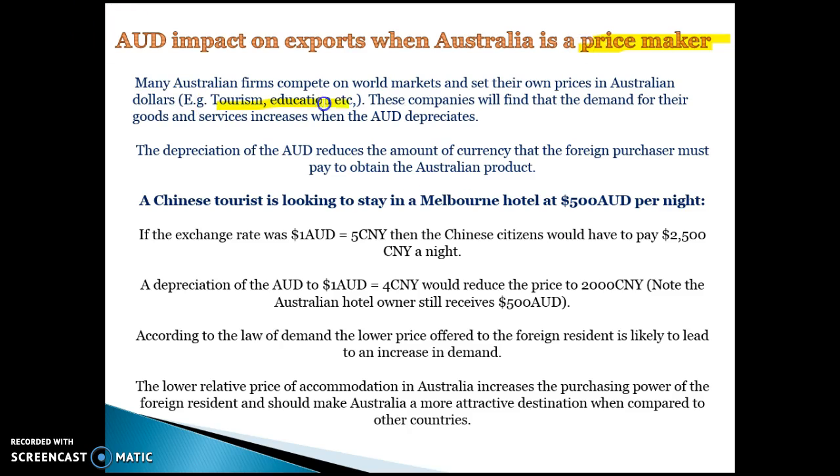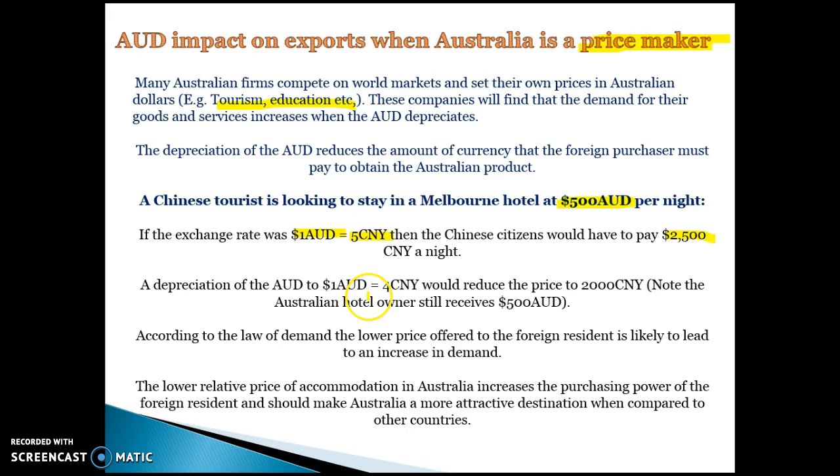So things like education and tourism, basically we set the price in Australian dollars, and then they have to pay that price. So if there's a depreciation of the Australian dollar, basically the Chinese tourist is looking to stay in Melbourne for $500 per night. When he converted his yuan, he used to get 1 Australian dollar for 5 yuan, and you have to pay 2,500 yuan to stay a night in Australia.